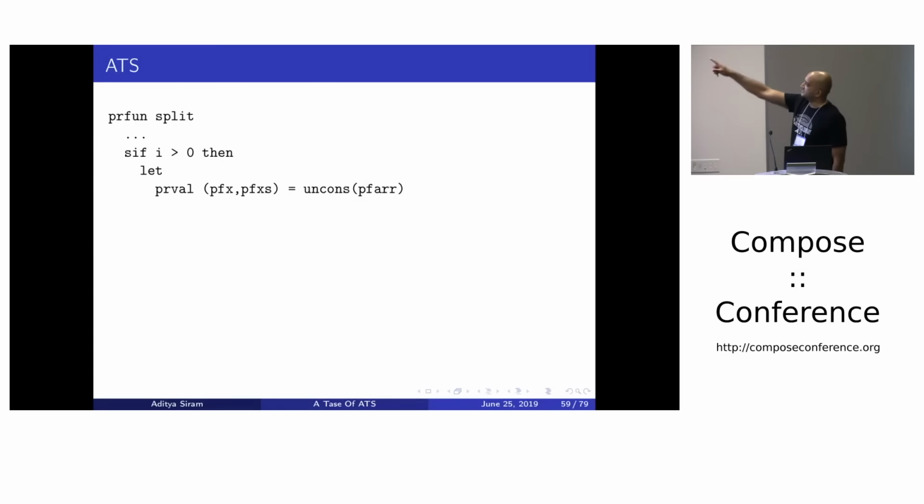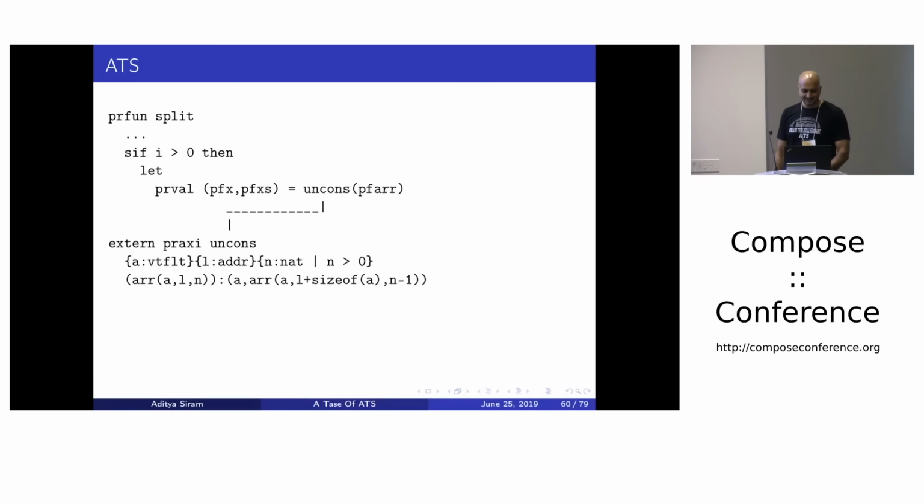So the first thing it does is use uncons. Uncons is not a proof level function. It is a praxis, which is another keyword. And a praxis stands for proof axiom, which means that I'm not going to prove anything, just go with it. This is an unsafe head at the proof level, right?